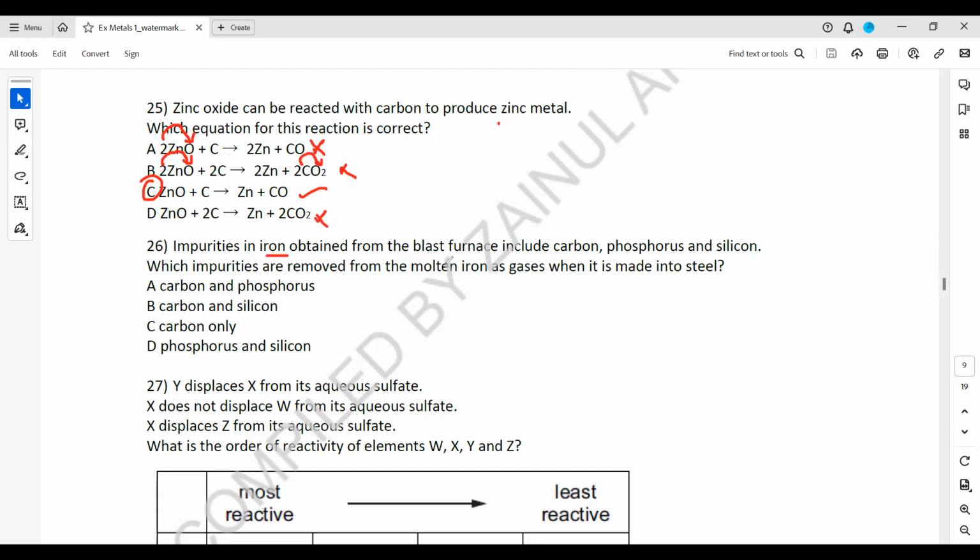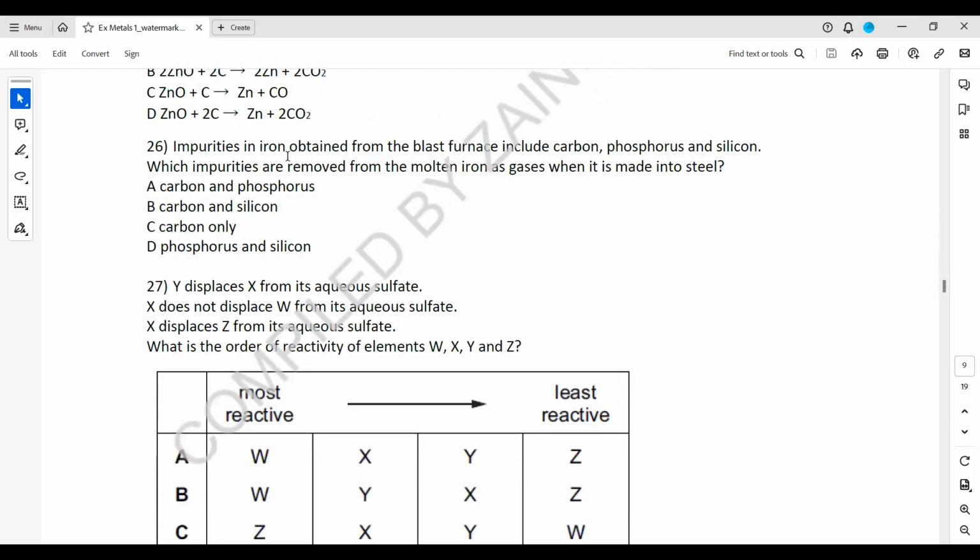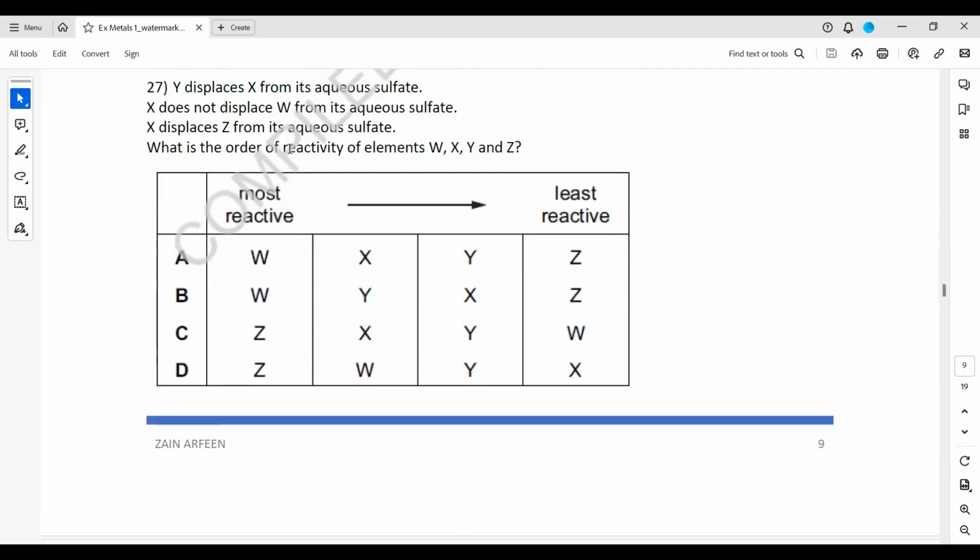Impurities in the iron obtained from a blast furnace include carbon, phosphorus, and silicon. Which impurities are removed from the molten iron as a gas when it is made into steel? Silicon oxide or phosphorus oxide will react with calcium oxide to form slag. Slag can be skimmed off from the surface. But carbon dioxide, which is formed because the carbon impurity reacts with oxygen to give carbon dioxide, will escape the furnace in the form of gas. The phosphorus and silicon oxides react with calcium oxide to form slag, which we just skim off from the surface.